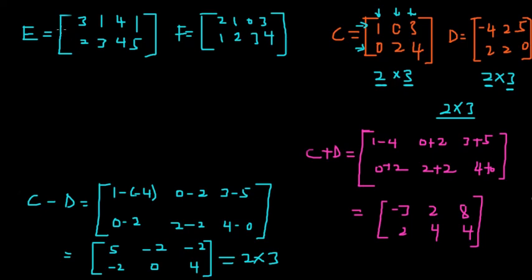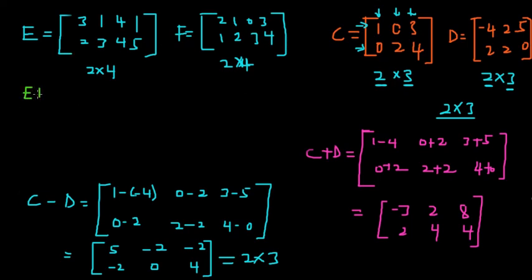Okay, so now let's see, this is a 2 by 4 matrix, because we have 2 rows and 4 columns. This is also a 2 by 4 matrix. So now let's proceed. Let's try finding the solution.